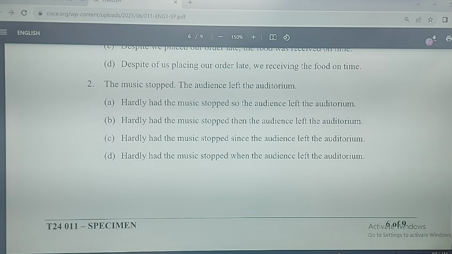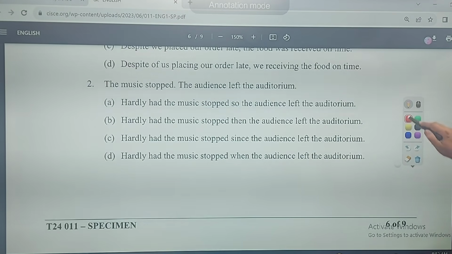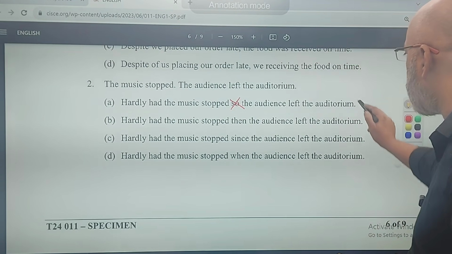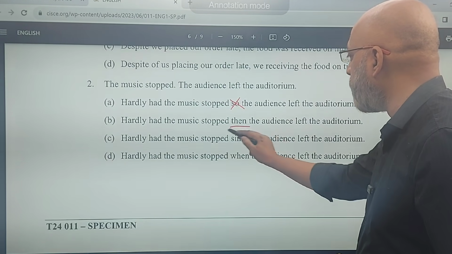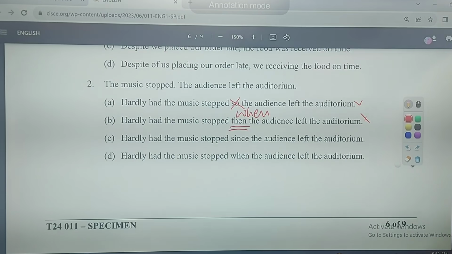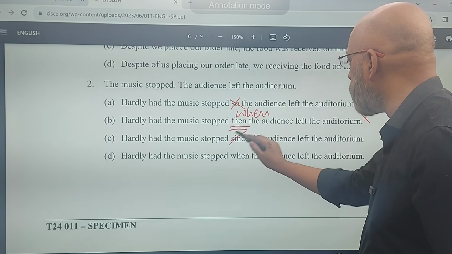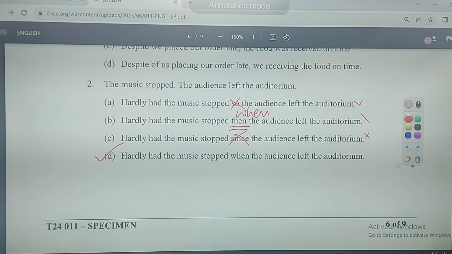The music stopped, the audience left the auditorium. Hardly had the music stopped, so इसमें ये इसका इस्तेमाल नहीं होगा, so this is wrong. Hardly had the music stopped, then the audience, hardly के साथ then का इस्तेमाल नहीं होता है, when का इस्तेमाल होता है, so this is also wrong. Hardly had the music stopped since the auditorium left this thing. This is not used, so this is also wrong. So this is the right one. Hardly had the music stopped when the audience left the auditorium.